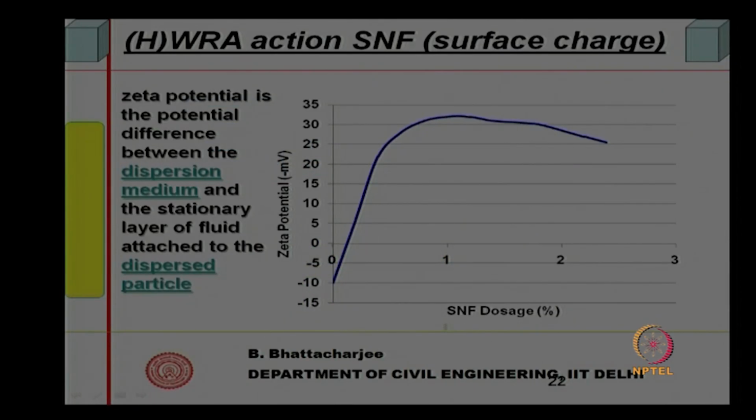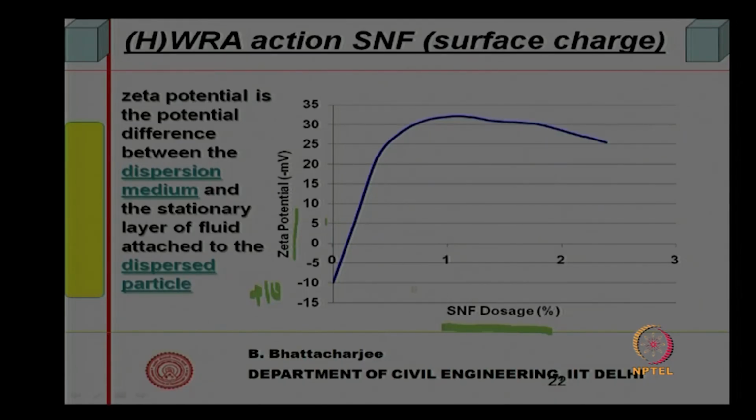that as SNF dosage increases, the zeta potential is negative. Remember, this is negative because the potential is negative on the surface. So, minus 10 millivolt, which means this is plus 10, and these are all negative. Just for the sake of plotting we are showing it this way.